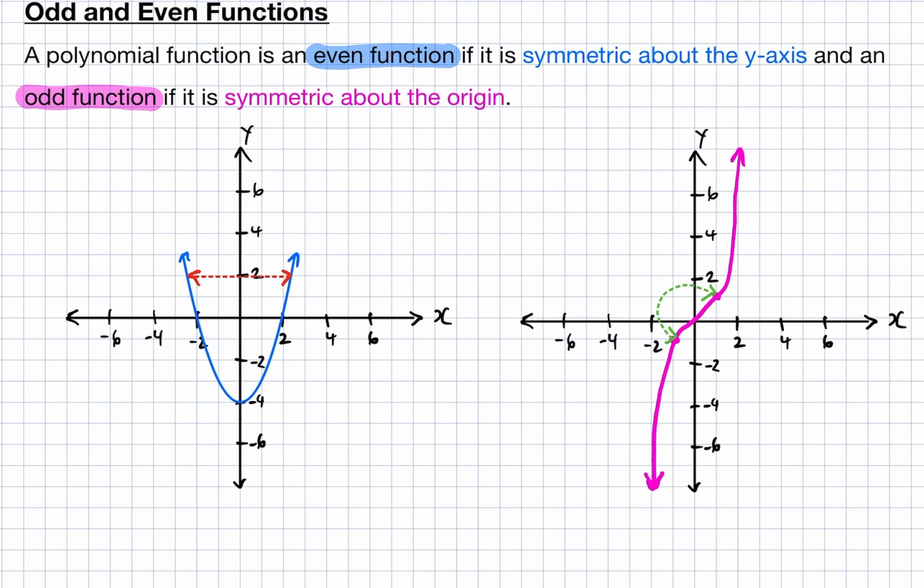Now for an odd function, its symmetry is about the origin. So let's take a look at this odd function. This is actually f of x equals x cubed. You notice that the distance from the origin to this point is the same as from the origin to that point. And if you pick anything along this function, that distance to any point over there is going to be the same as any point down here. So the reflection or the symmetry is about the origin. And that is the case for odd functions.